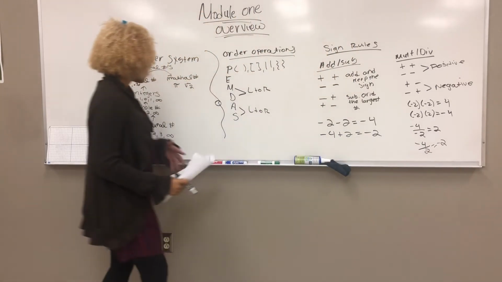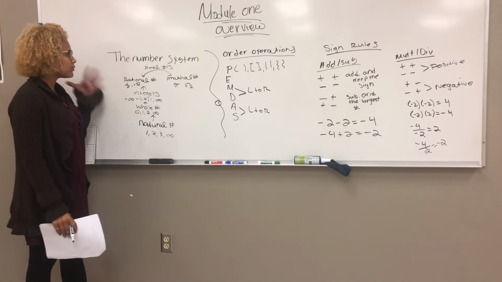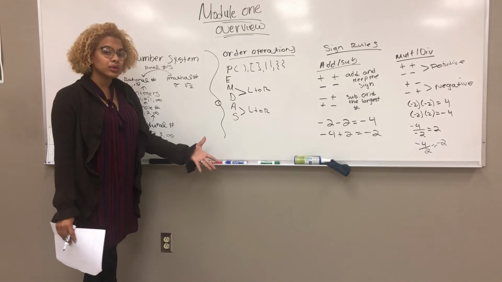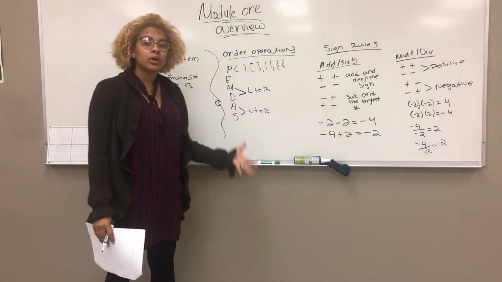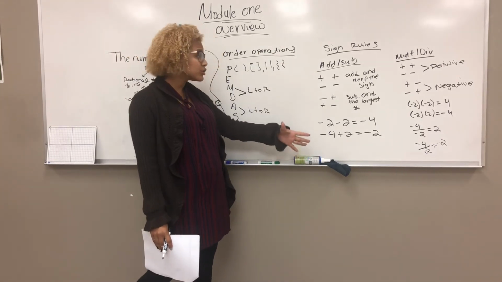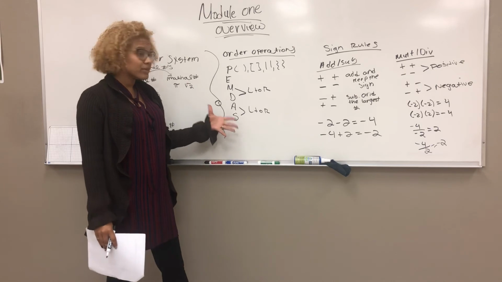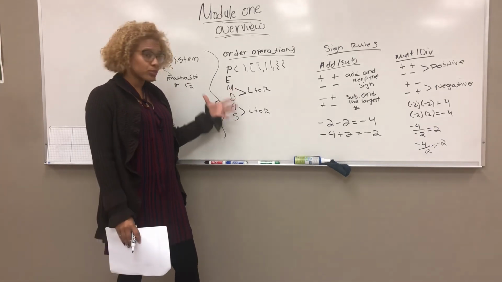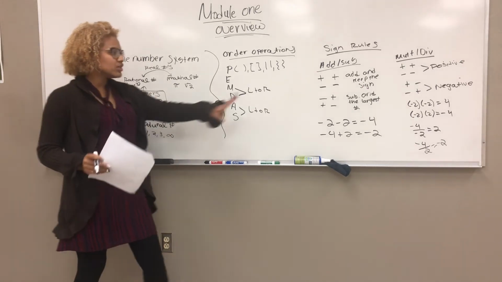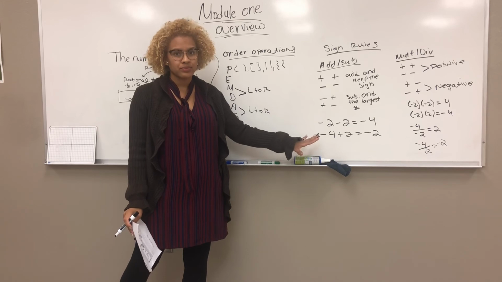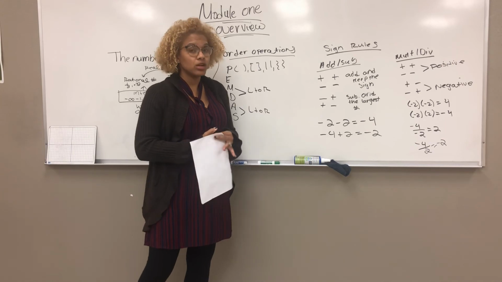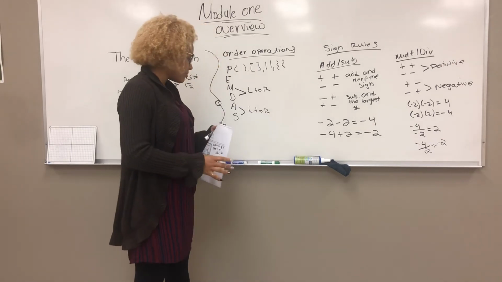Okay? So we start the chapter with talking about the number system. We are introduced to order of operations in order to simplify numerical expressions. And we also need to use the sign rules in order to simplify the numerical expressions using order of operations, because when we are talking about integers, those sign rules are extremely important. So this was just a brief overview of what you're going to be learning in module 1.